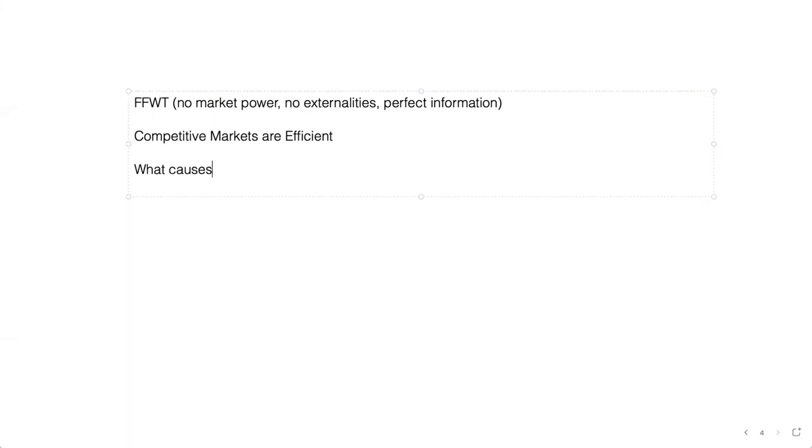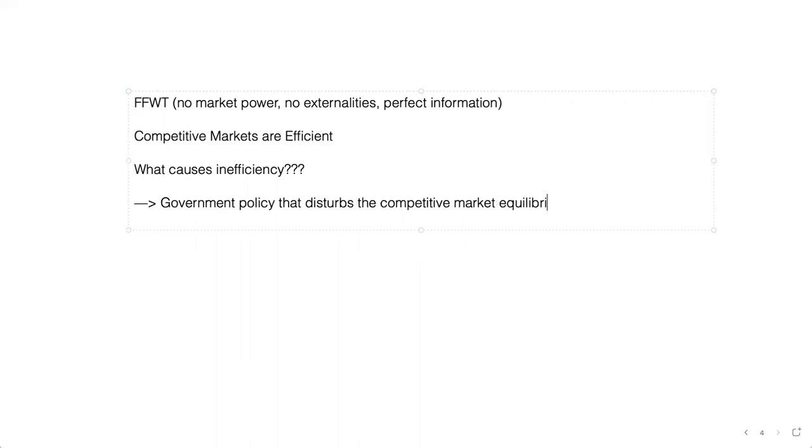So what causes inefficiencies? That's what we're doing at a high level. And the first thing that we're going to look at is government policy that disturbs the competitive market equilibrium. Okay. And so we have two basic policies that economists talk about to introduce these ideas. And one set of policies is price regulations, and another set of policies is taxation.